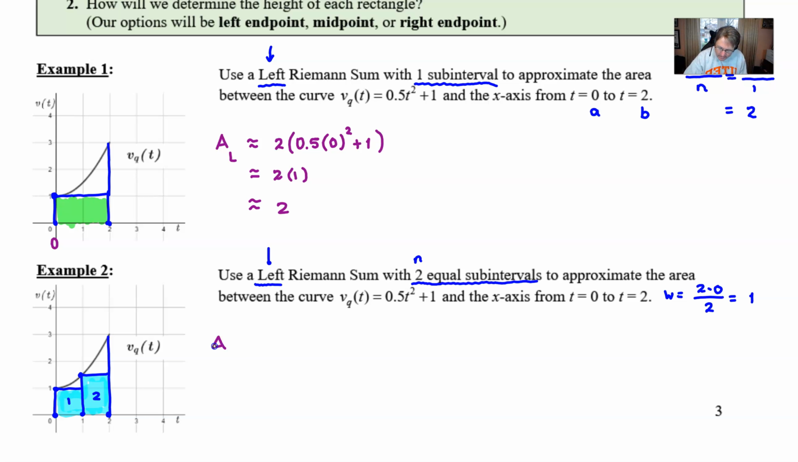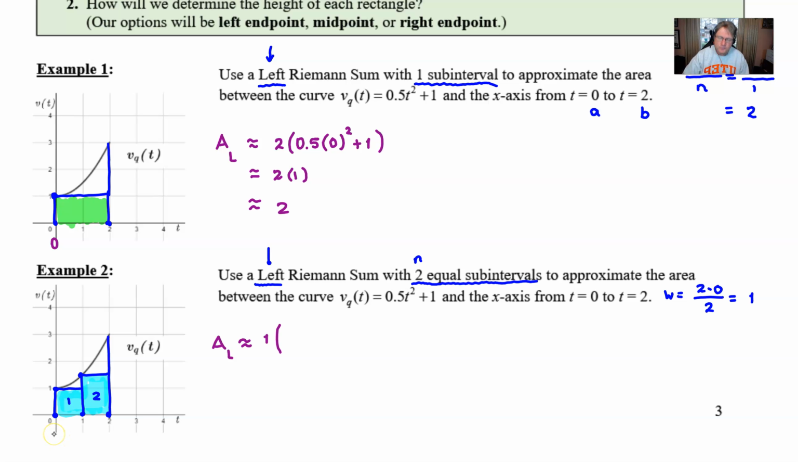Once again, our area using a left Riemann sum is approximately... I'm going to take the width of each rectangle, which is 1, and then I'll just multiply it by the sum of the heights of both rectangles. That way I don't have to take width times length plus width times length, especially if I know my width is going to be 1 each time. It's going to save us a little bit of writing.